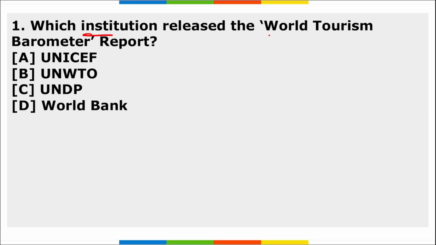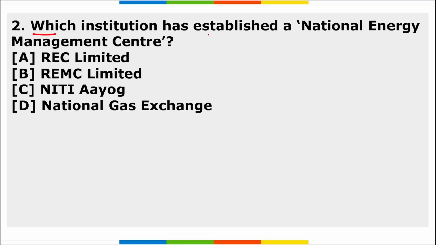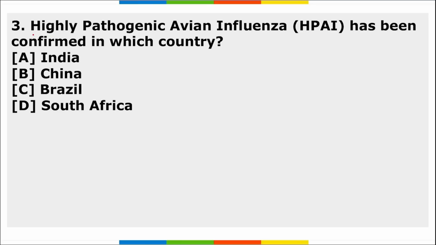Which institution released World Tourism Barometer report? Second, which institution has established a National Energy Management Center? Third, highly pathogenic aviation influenza has been confirmed in which city? So these are your 3 homework questions, friends. I hope you have understood the assignment.